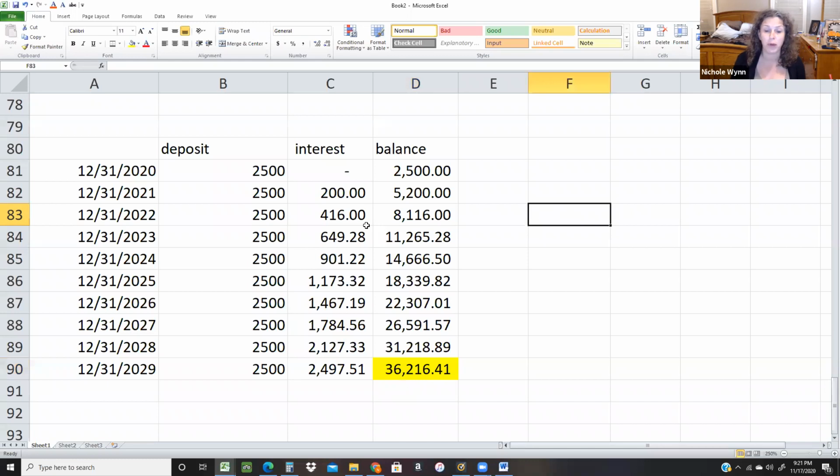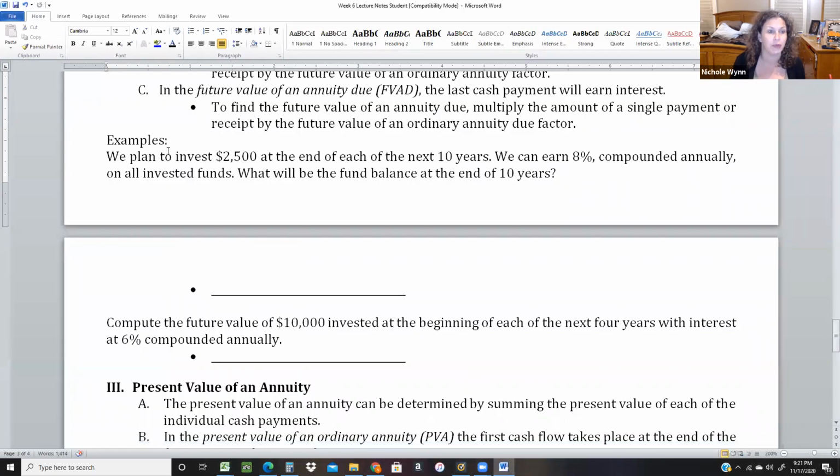Instead, we're going to put 2,500 in each year, and we want to know what it's going to grow to in the future. I want to check that out. We're going to invest 2,500 at the end of each of the next 10 years. What will the balance be at the end? So I'm looking for the future value.